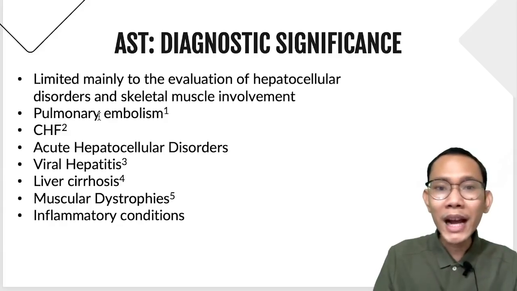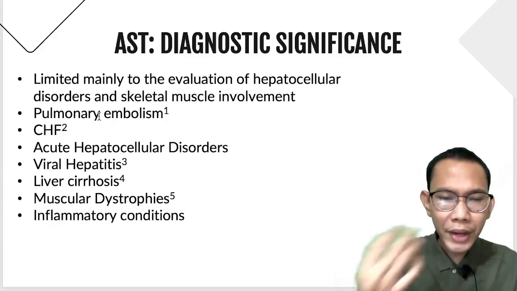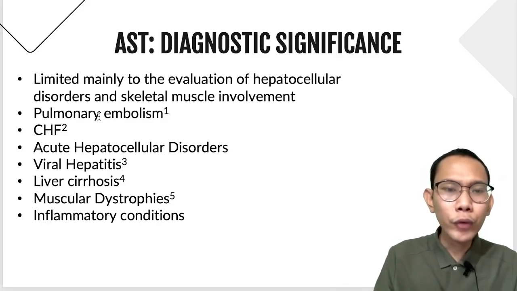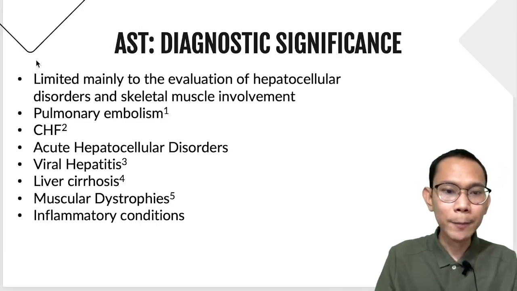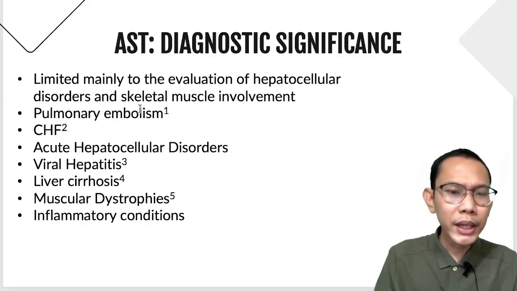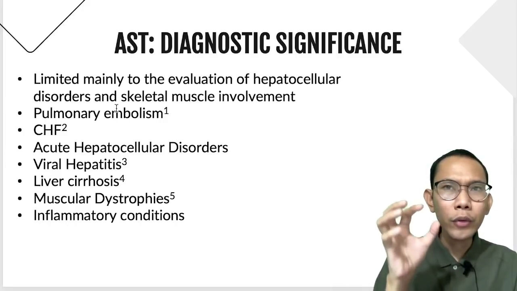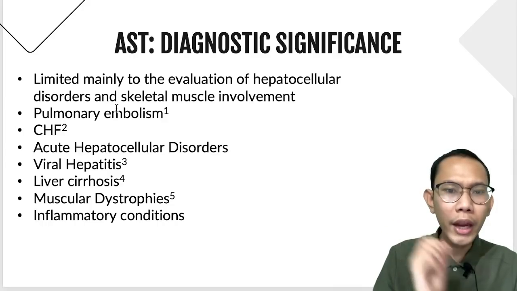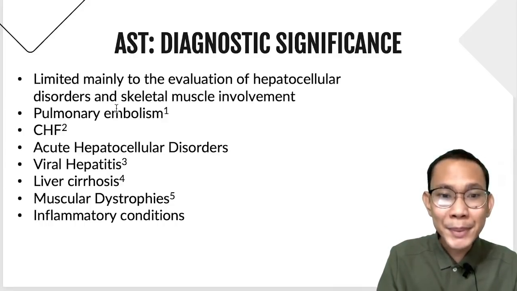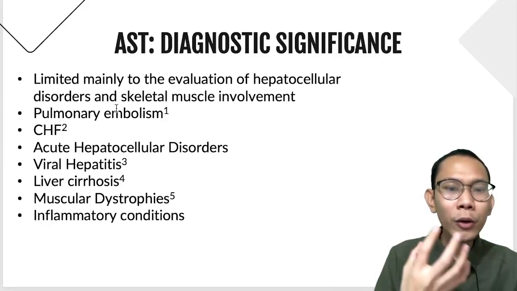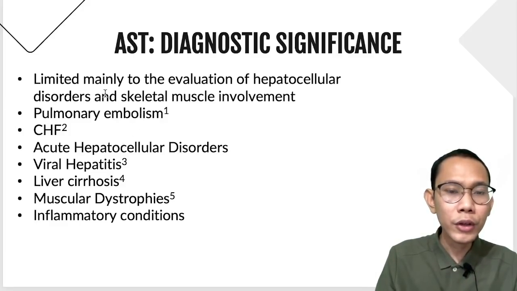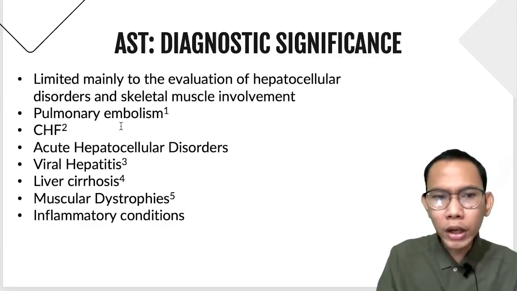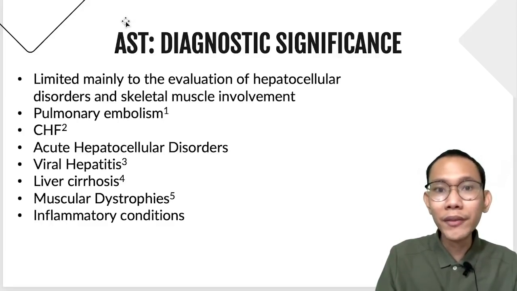But then again, we have different parameters naman for us to detect pulmonary embolism. It is not just limited to your AST. Since nabablock yung ating pulmonary artery, what would be the manifestation of our patient? Of course, nabablock yung artery, there will not be enough blood flow in that area. Therefore, our patient becomes dyspneic, meaning nahihirapang huminga ang ating pasyente. So, this is the primary manifestation of pulmonary embolism. So, if you're thinking of pulmonary embolism, AST could be a very good parameter.